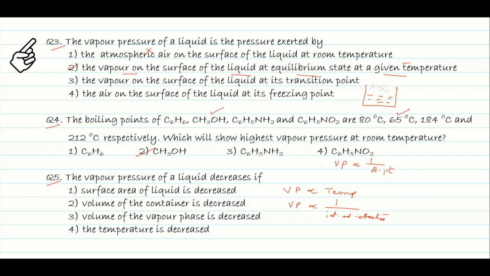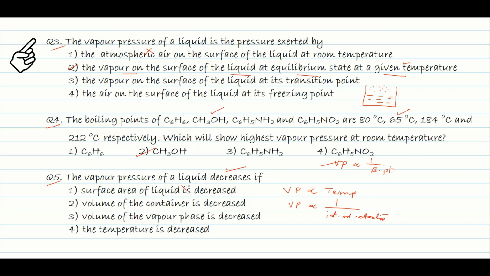So, we have three relationships for vapor pressure. First one, we have already seen, vapor pressure and boiling point are inversely proportional. But if you take temperature condition, vapor pressure and temperature are directly proportional. Then nature of liquid, vapor pressure is inversely proportional to intermolecular attraction. With this idea, we shall check the options one by one. Vapor pressure of a liquid decreases. They are asking decreases. Surface area of liquid. Surface area has no role in deciding vapor pressure.